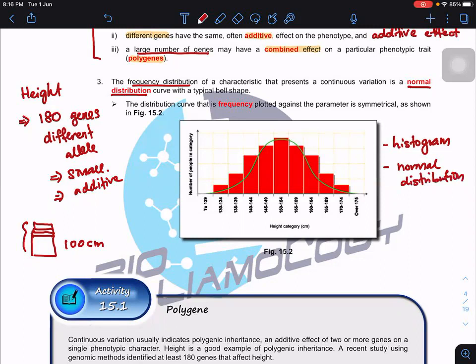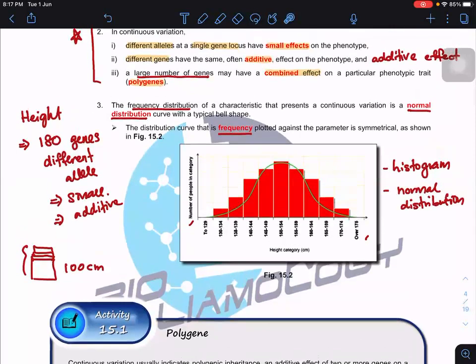We're going to use the normal distribution to represent it. So the distribution curve, that is frequency plotted against the parameter, you will get a bell-shaped normal distribution. A bell-shaped normal distribution. Are you clear? So you can see that these 180 genes interact together. You have to know, polygenic. Each allele will give us a small effect, and this effect can be added on. So it means that it's additive effects here. So it gives us the final phenotype.